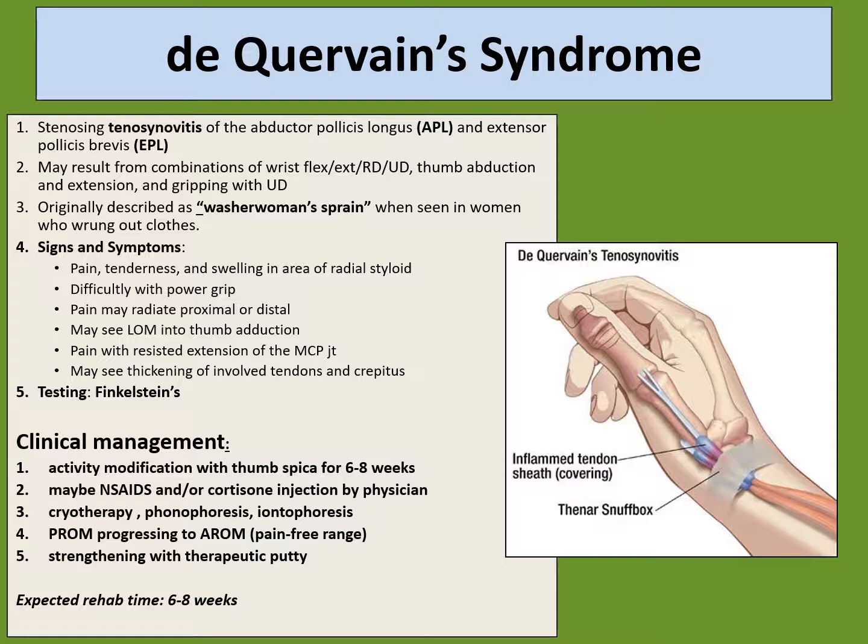Signs and symptoms are that the patient will have pain, tenderness and swelling over that area near the radial styloid. They're going to have difficulty with any type of powerful grip or lifting anything. Their pain may radiate proximally or distally. You may see a loss of motion in thumb abduction. And then you'll have pain with resisted extension. You may also see some thickening of the tendons that are involved.